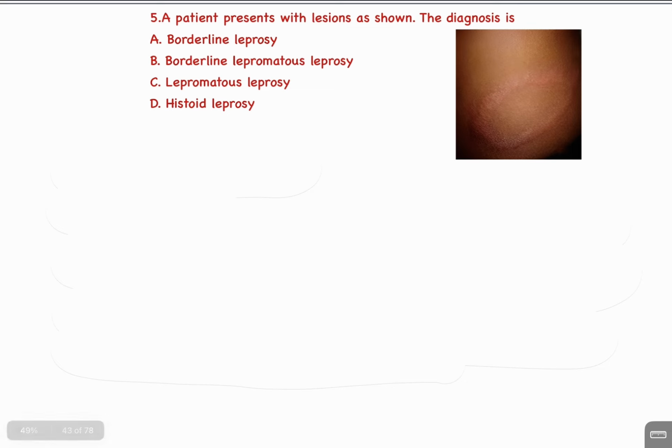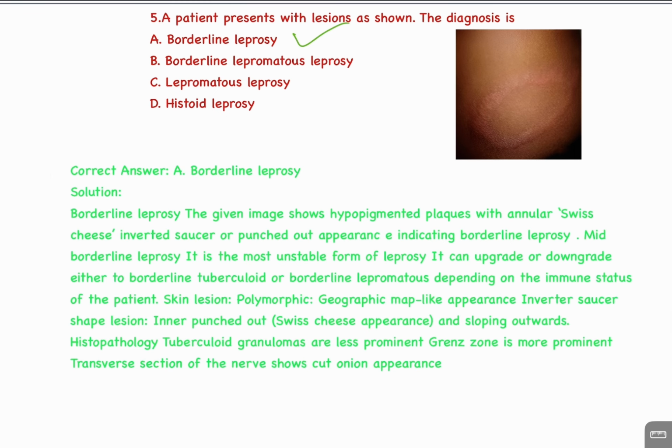Question number 5. A patient presents with a lesion as shown. The diagnosis is A. Borderline leprosy, B. Borderline lepromatous leprosy, C. Lepromatous leprosy, D. Histoid leprosy. इसका आंसर है A, Borderline leprosy. The given image shows hyperpigmented plaques with annular, Swiss cheese, inverted saucer or punched out appearance indicating borderline leprosy. Mid-borderline leprosy is the most unstable form of leprosy. It can upgrade or downgrade either to borderline tuberculoid or borderline lepromatous depending on the immune status of the patient.